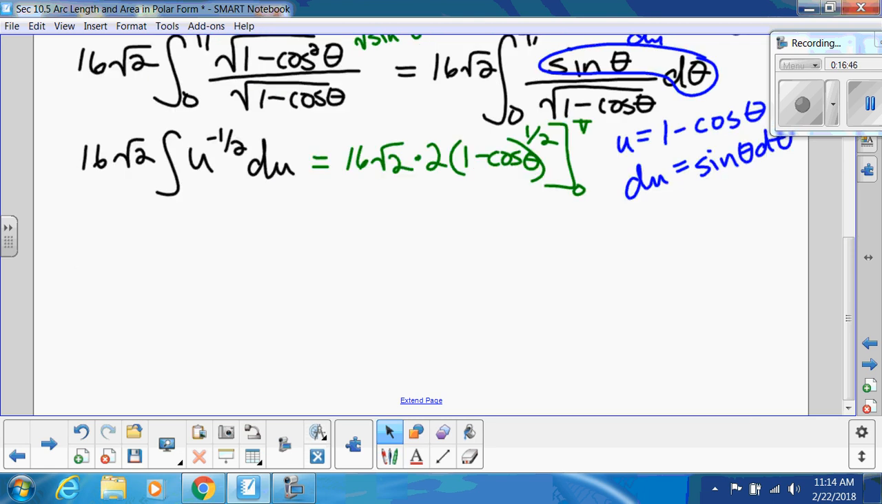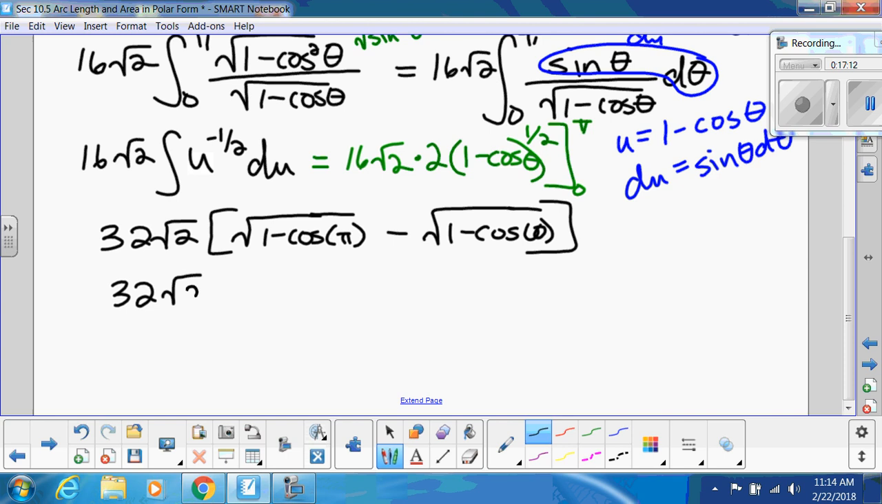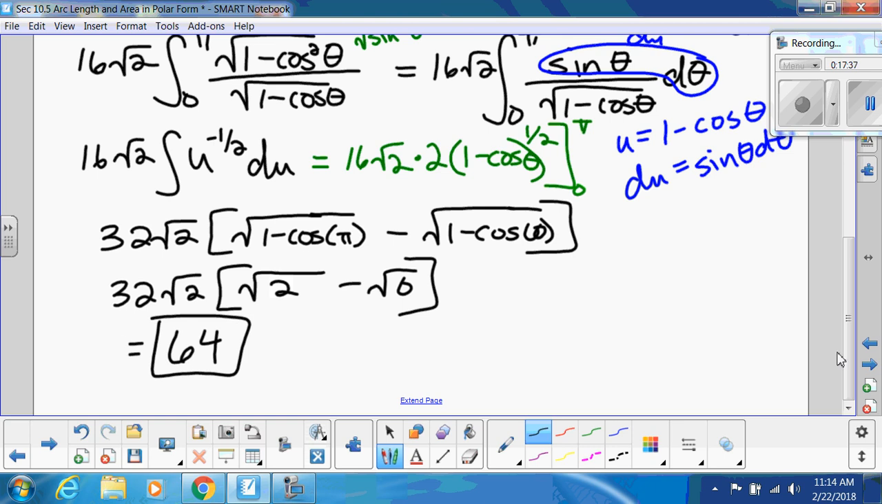Now let's do the calculation part. So we have 32 root 2 times the square root of 1 minus cosine of pi minus the square root of 1 minus cosine of 0. All right, so what's the cosine of pi? That's negative 1, so that'll be square root of 2, and then the cosine of 0 will be 1, so that will have 1 minus 1, which will be the square root of 0. Okay, so we just have root 2 times root 2, which will be 2, so that's just 64. Look at that. All of that comes out to be a whole number, 64.